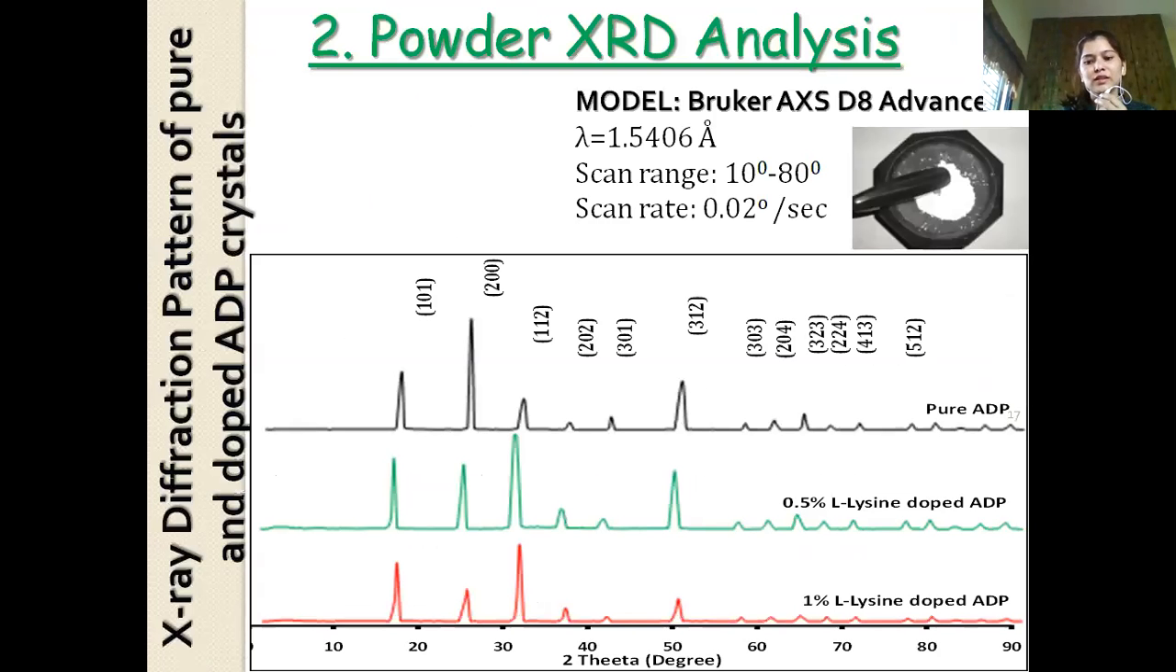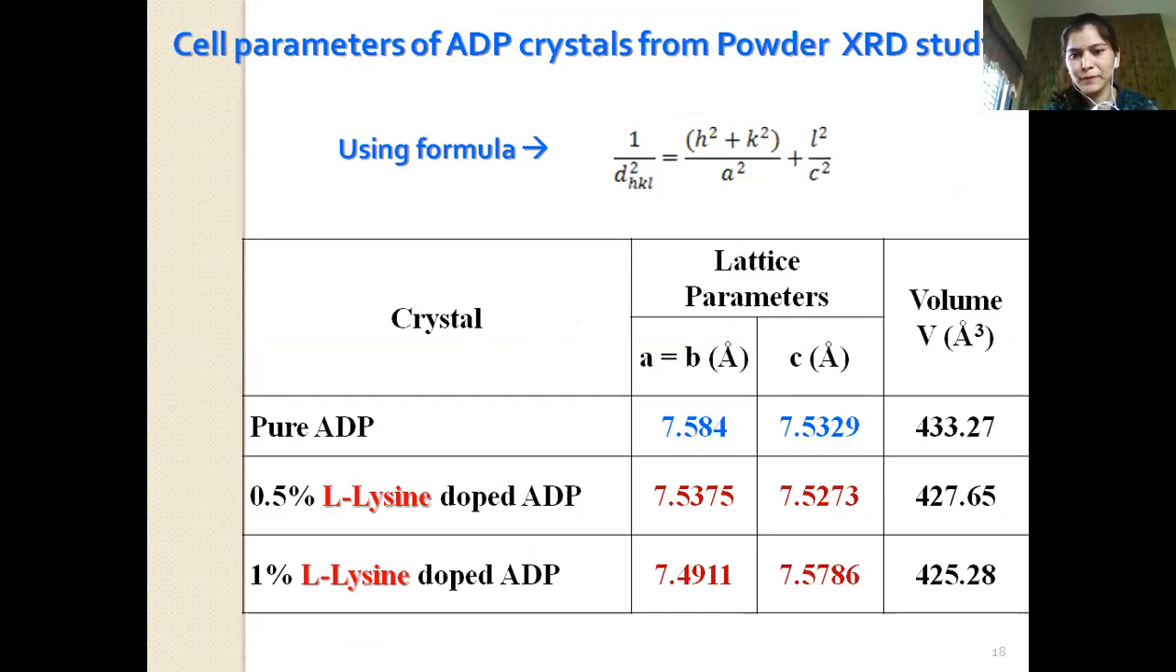Again, I have done the powder XRD analysis. In powder XRD analysis, we can see the graphs of all these three crystals, and we notice that no additional peak is observed. Hence, we can say that up to 1% of lysine doping, the structure remains the same. And these are the lattice parameters obtained from this study. Again, we can notice there is a decrease in volume of the lattice of the doped crystal, hence an increase in density of the doped crystal.